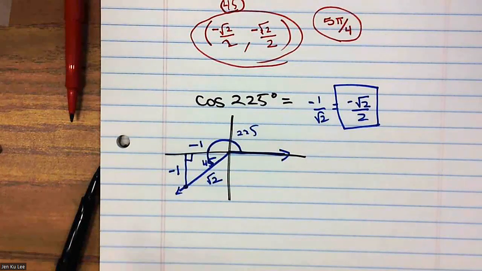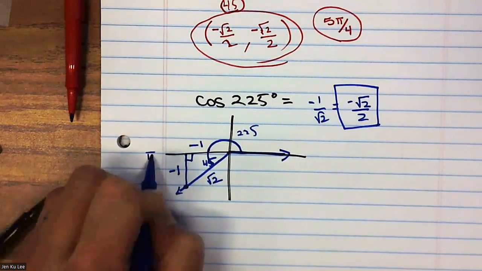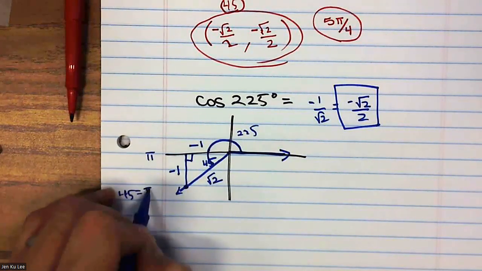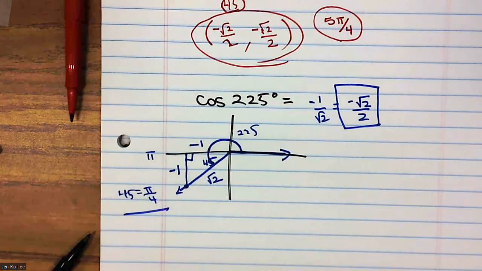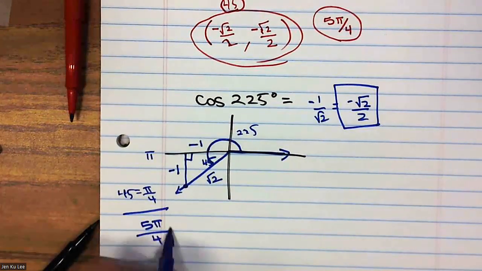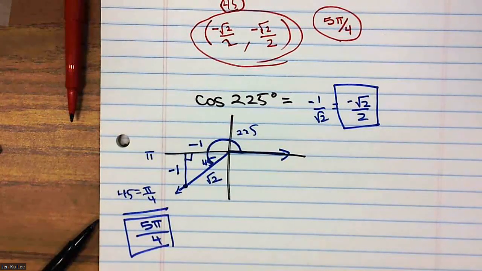If I needed it in radian measures, I know 180 is pi. I know 45 is pi over 4. So what's pi plus pi over 4? 5 pi over 4. Yeah. Okay.